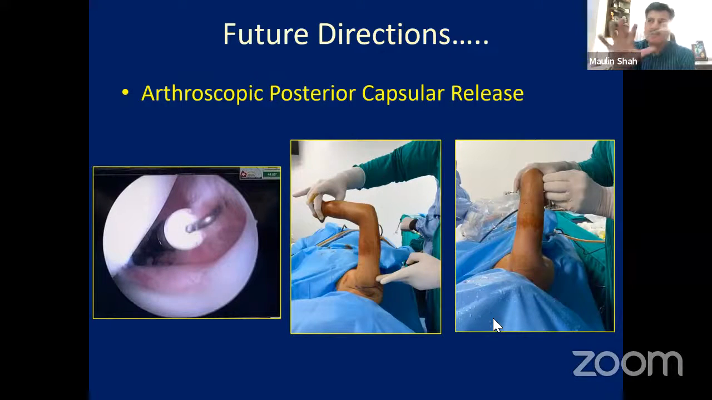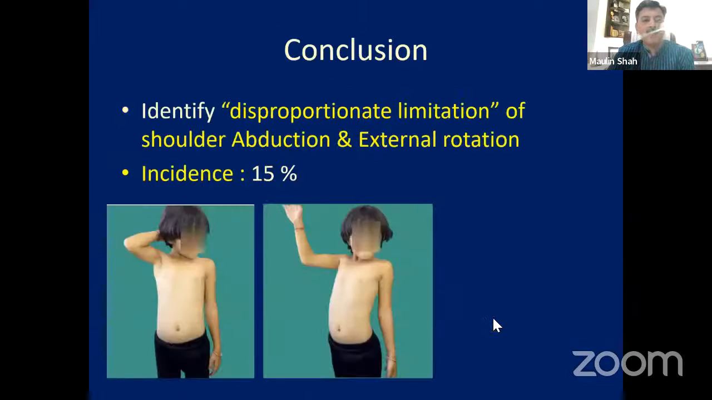What it probably does is let the anteriorly subluxed humeral head come and sit within the capsule. A tight posterior capsule pushes the humeral head in front and adds to the anterior instability. So in conclusion, we must identify disproportionate limitation of shoulder abduction and external rotation in our clinical examination.